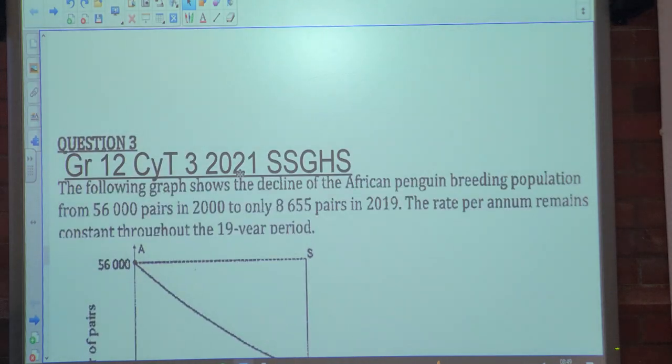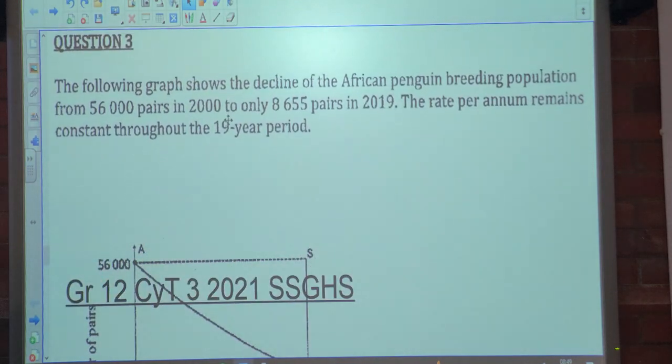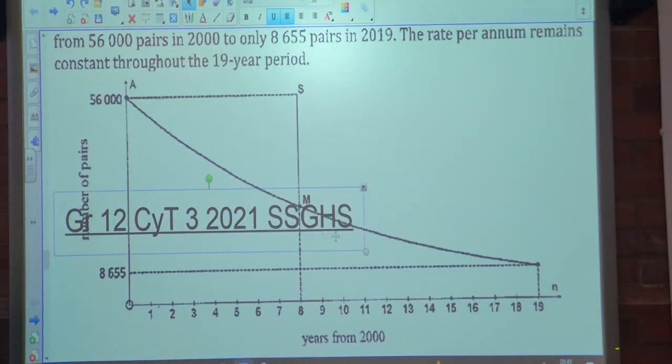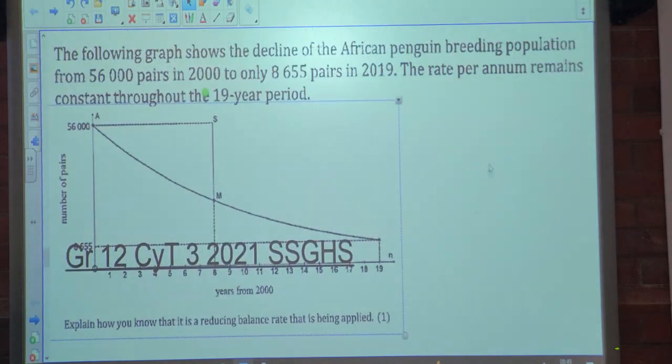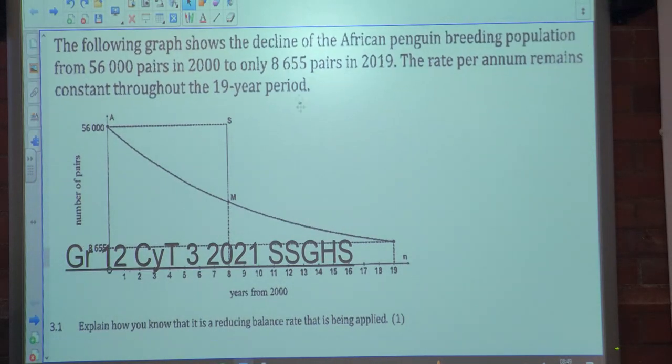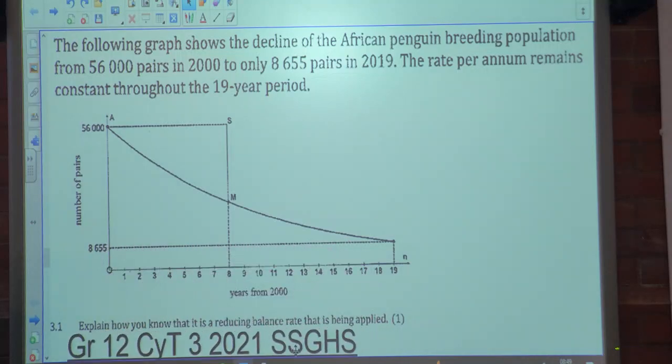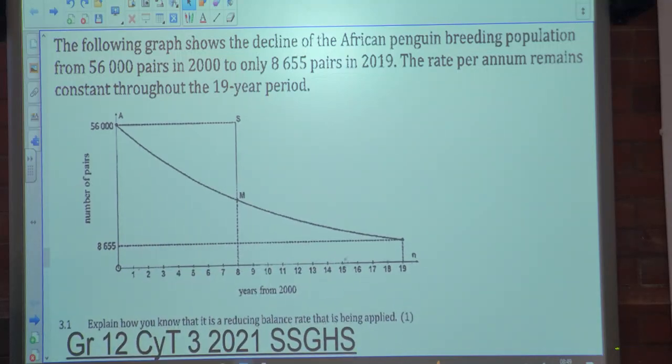Let's go with question 3. This question came out of a grade 12 final paper. I don't know exactly which year, but if you go through the different years, you'll see this question come up. And you'll see that most of these questions from the recycle test come from past papers. I don't have all the time in the world to think up new questions. It's very seldom we do. But anyway, let's read what they say here.